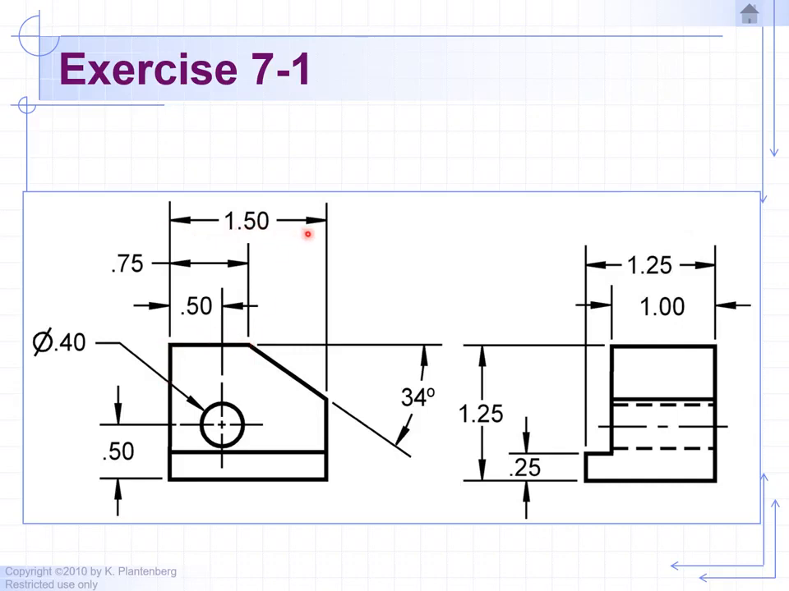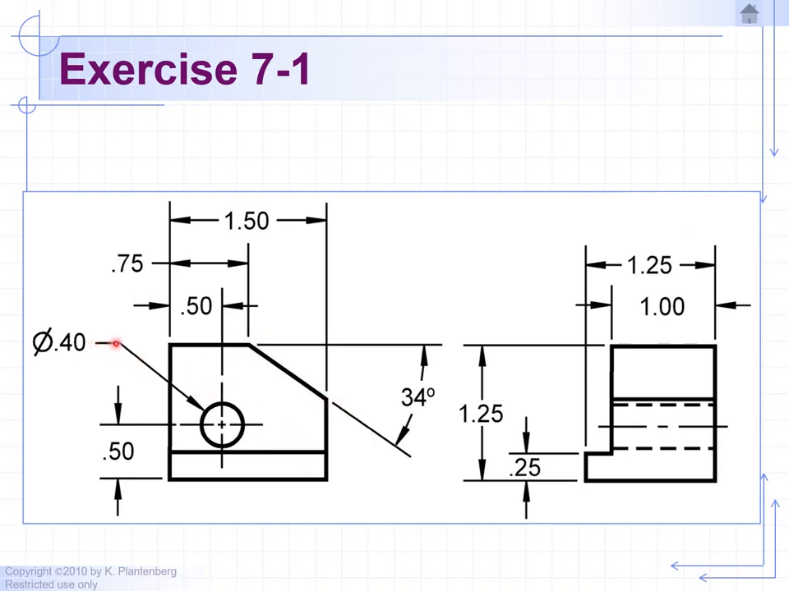And finally, we have the overall length of 1.50 units. And notice how you go from small to large. Okay, and we'll talk more about this on the next slides. And we have an angle of 34 degrees. That's the angle of the chamfer here. And we have the gaps.